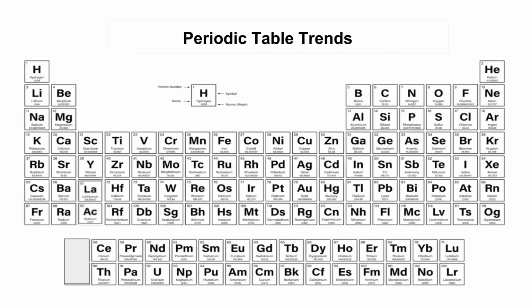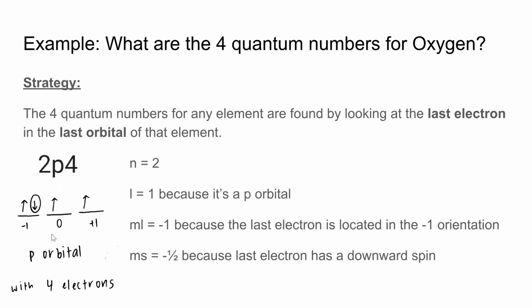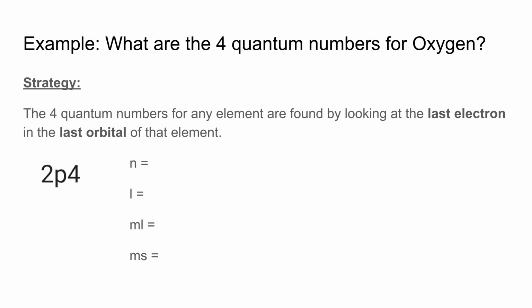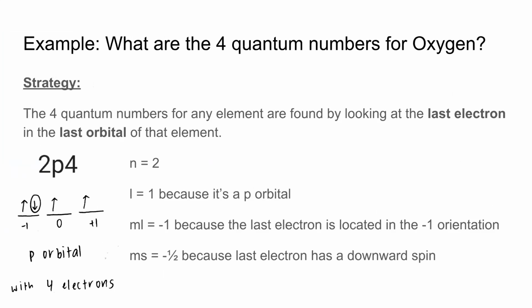All right. Wait, I have a question. Oh yeah, what's up? How do you know how many electrons are there in the last orbital right here? Because you have to draw in the arrows. Here we drew 4 arrows. How do we know?